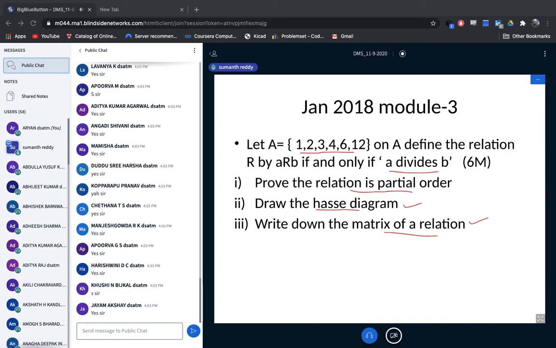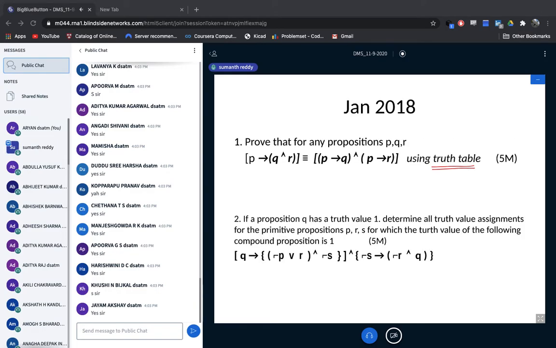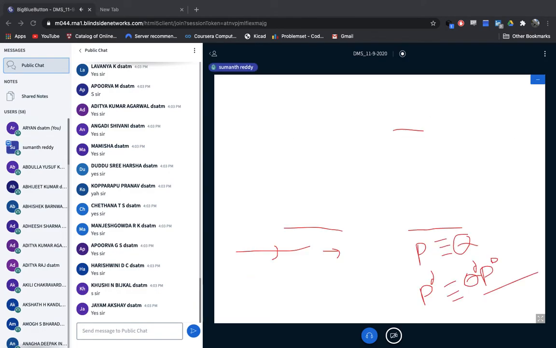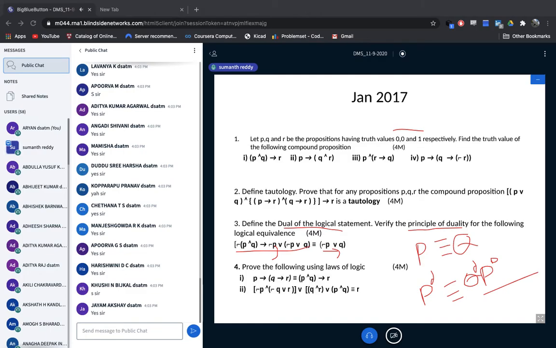And regarding the laws of logic problems, I'm telling you, don't worry. We have not yet practiced every problem. Once we practice all the problems, later you will get confidence. So from the beginning of the slides, I'll retain every slide for 5 minutes. If you want, you can solve it.